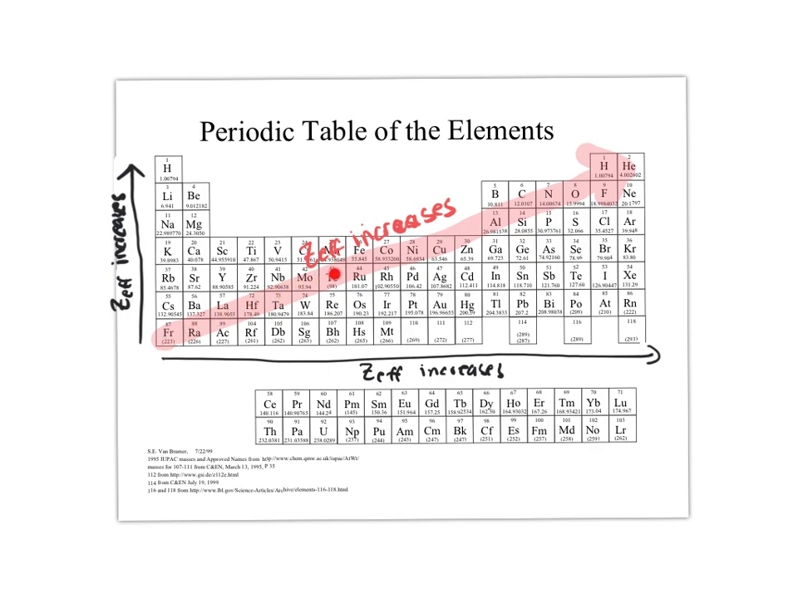So as the effective nuclear charge increases, the valence electrons are pulled more tightly towards the nucleus, and so the size of the atoms is going to decrease as the effective nuclear charge increases. And so we have up here our smallest atoms, and down here we have our largest atoms. So size decreases as Z effective increases.